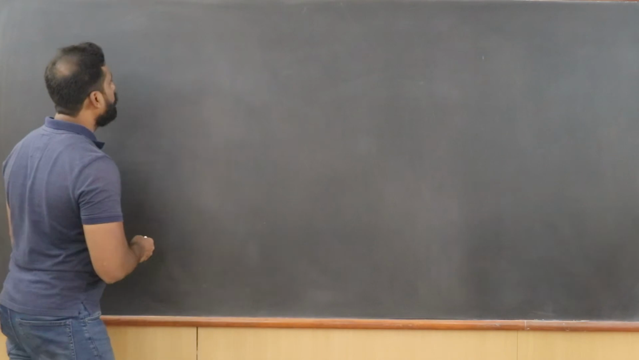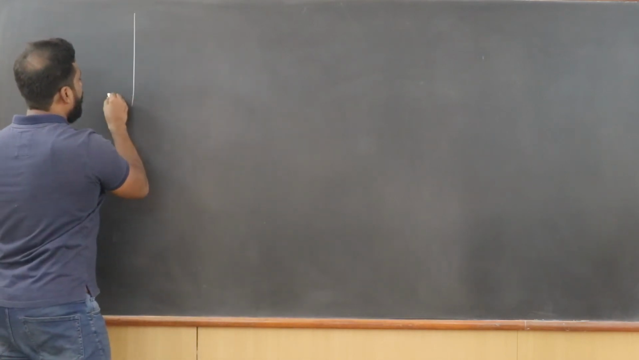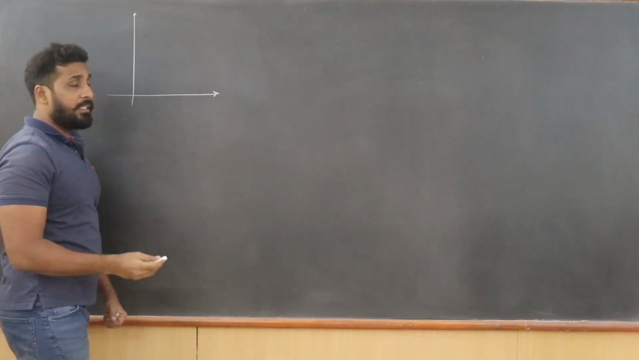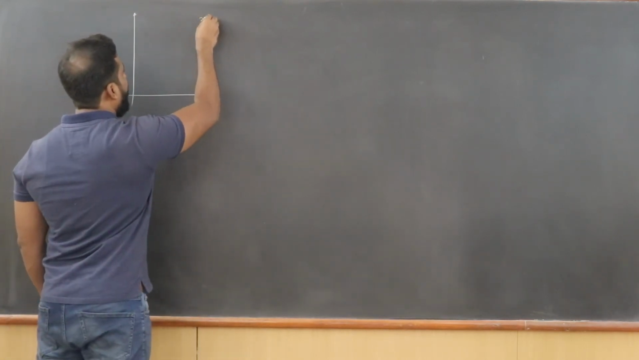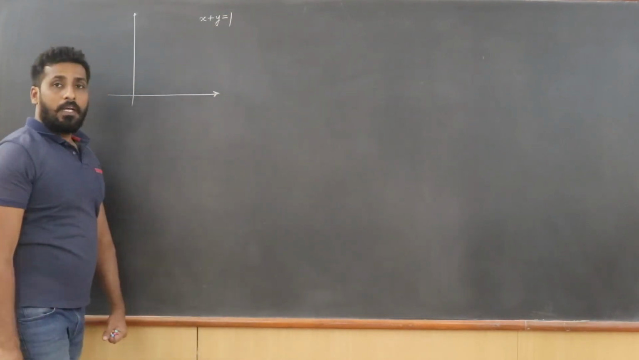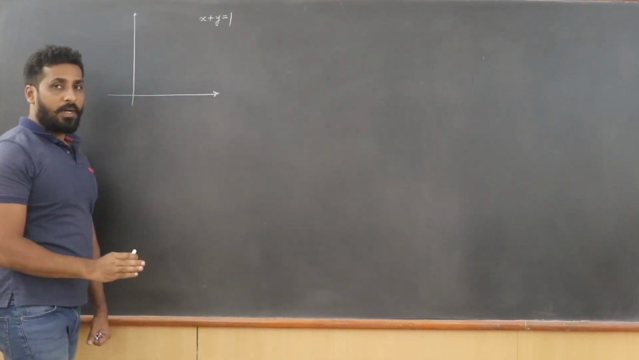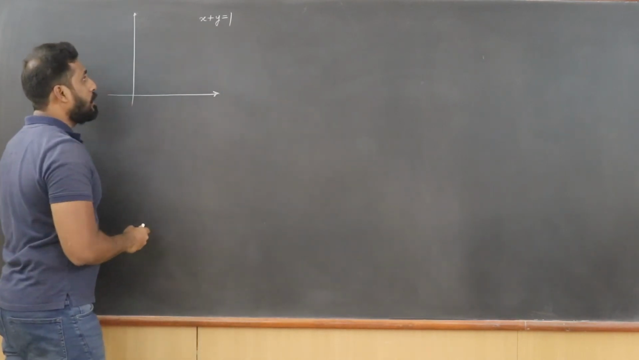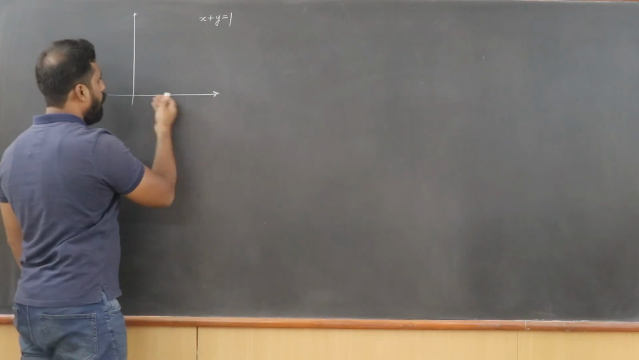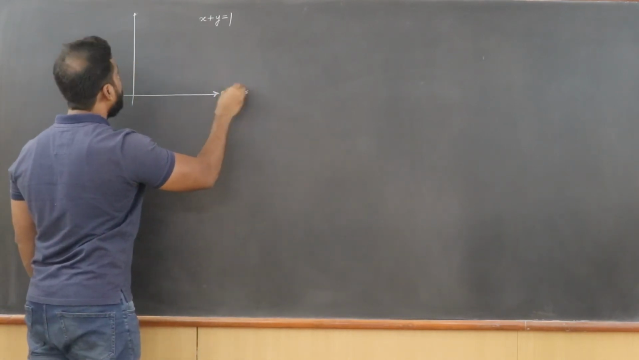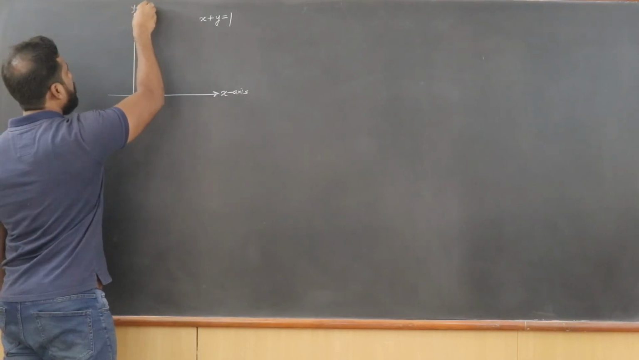I hope everyone knows what is the equation of a line. Let us say, if I give you the equation of a line as x plus y is equal to 1. It's a very simple equation. x plus y is equal to 1. So, this equation, if I want to draw on a graph, it will be looking something like this. So, this is the x-axis, this is the y-axis.